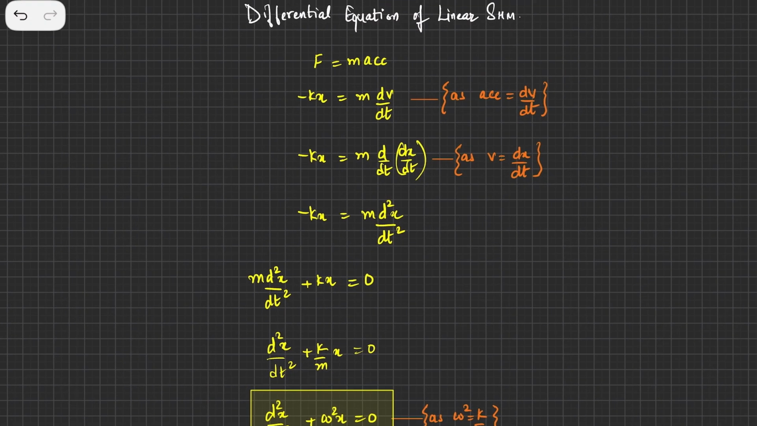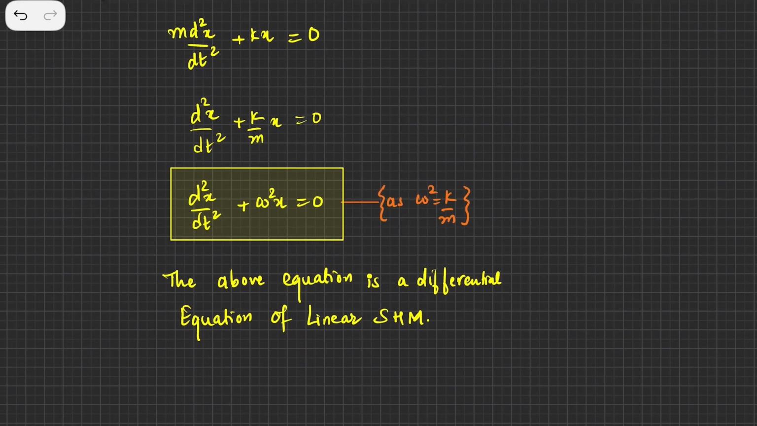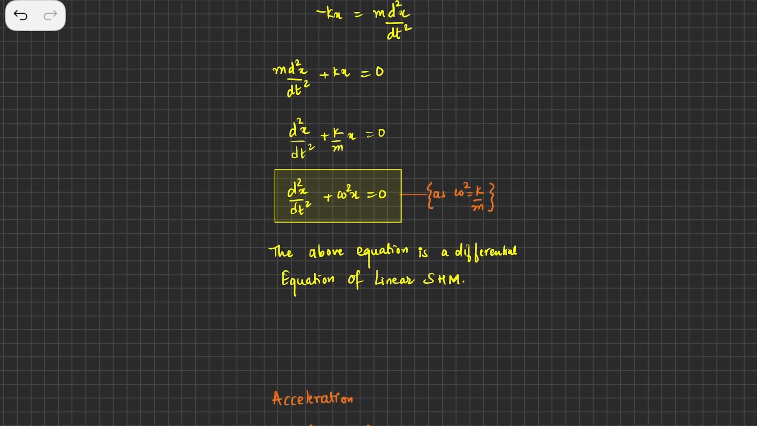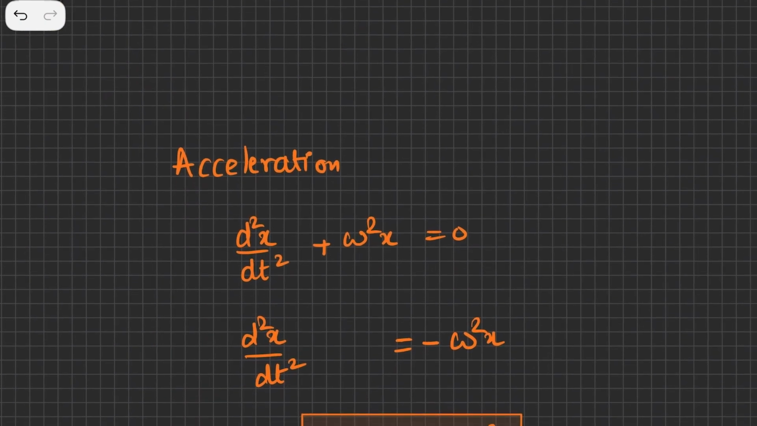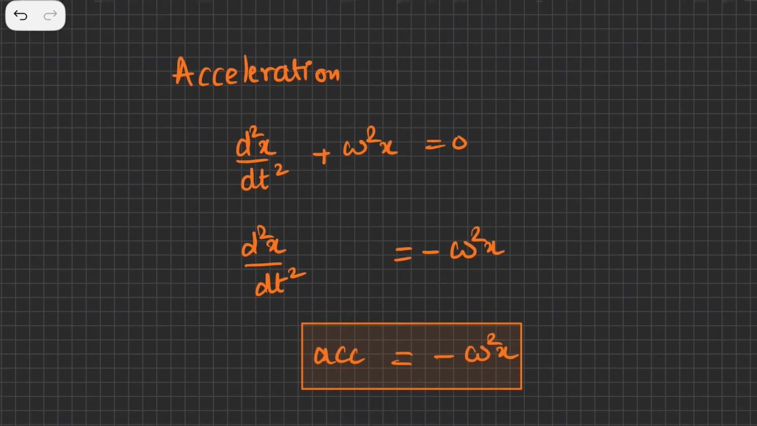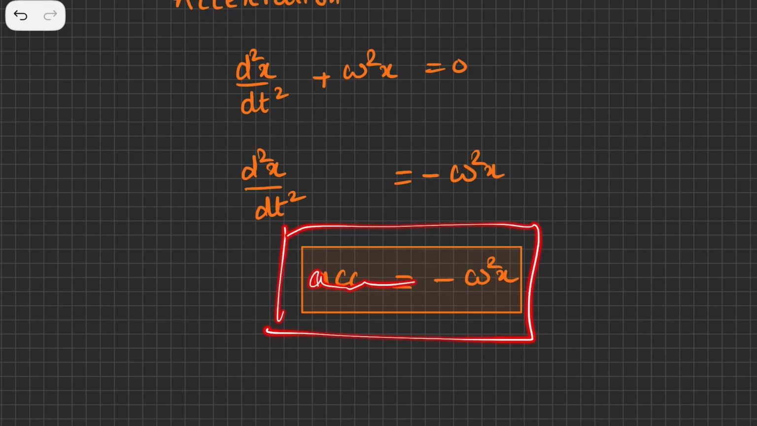It's a very short derivation, and a very mathematical one, so it can be done very easily. Now you can go and check the previous video to find the acceleration. However, you can do it from here as well. You have this differential equation: d square x by dt square plus omega square x is equal to 0. I'll move omega square x to the other side, so I get minus omega square x. Now the derivative of displacement with respect to time twice is nothing but acceleration. So acceleration is minus omega square x.